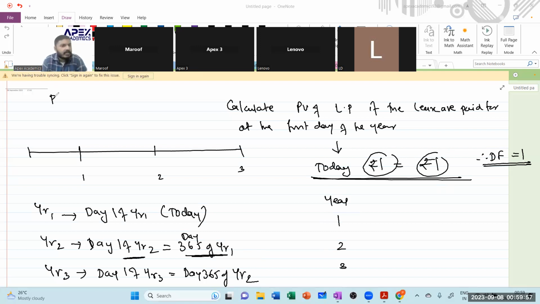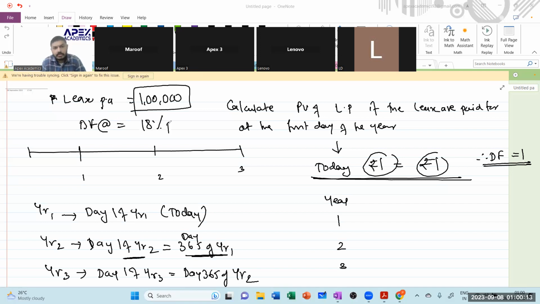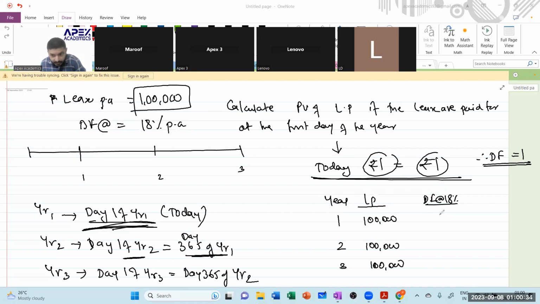How much lease do you want to take per annum? I'll take 1 lakh, easy to calculate. Discounting factor, how much do you want? You decide. 18%? Are you comfortable with 18%? Lease payment, 1 lakh. Discounting factor at the rate of 18% for the first day of the first year will be 1.